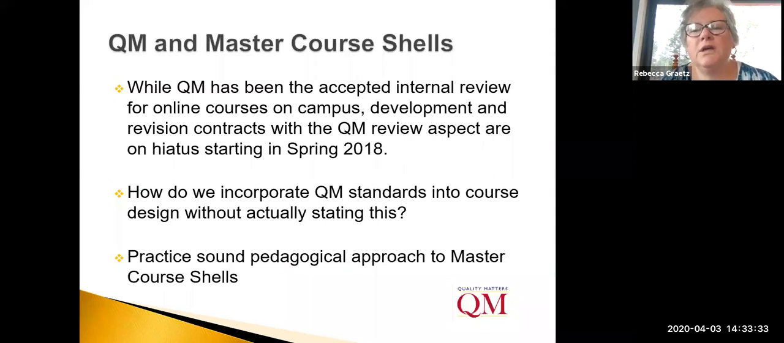QM was an accepted internal review for online courses on our campus. Development and revision contracts with a QM review aspect went on hiatus in spring of 2018. There had been over 400 courses that had supposedly gone through QM, supposedly because when I started, there was no evidence of any QM reviews documented anywhere, in any folder or file, paper or not. So with that all on hiatus, how do we promote this?